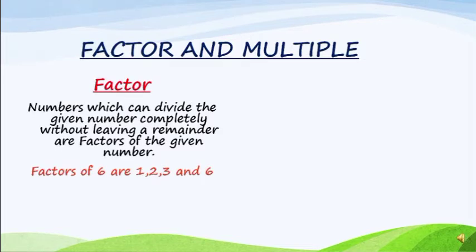Numbers which can divide the given number completely. See here, the first heading we have is factor. Numbers which can divide the given number completely without leaving a remainder are factors of the given number. In the last class I already explained, if I take a number and try to find out whether that number is divisible by some numbers, then I will consider those as factors. So let us have a look at an example.